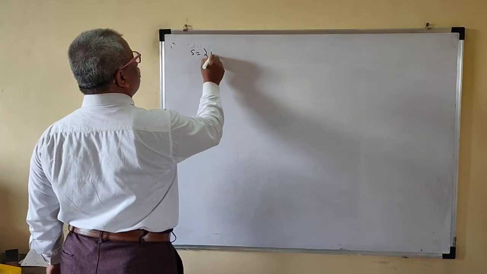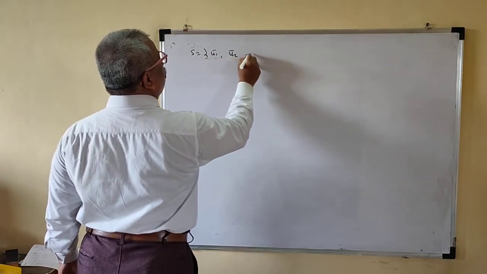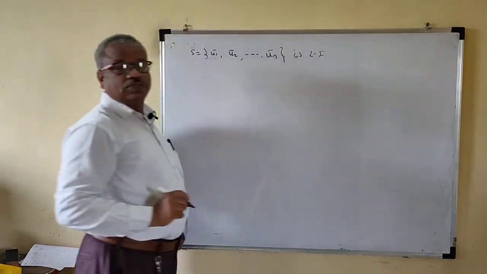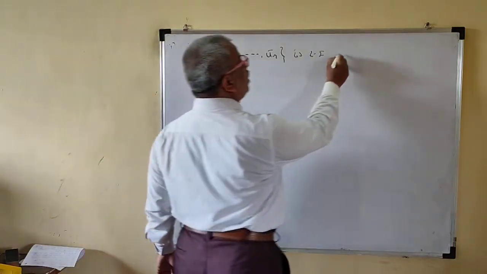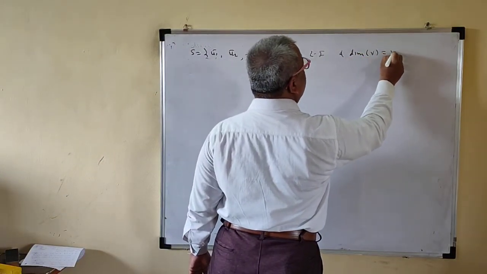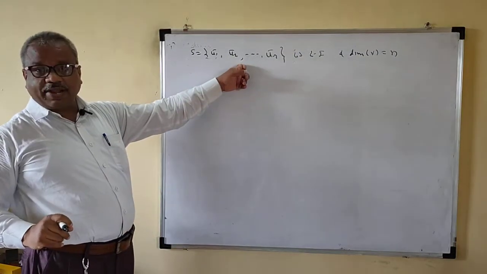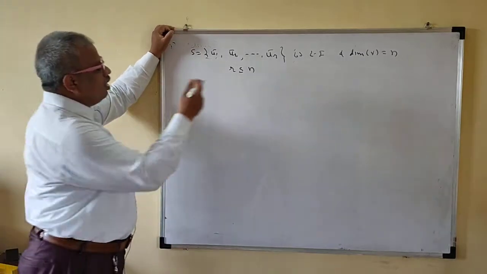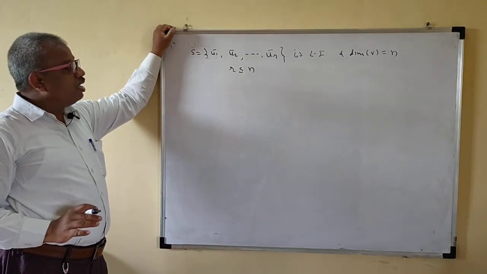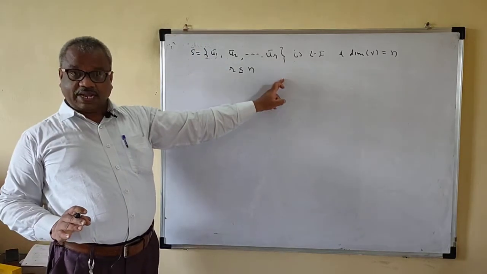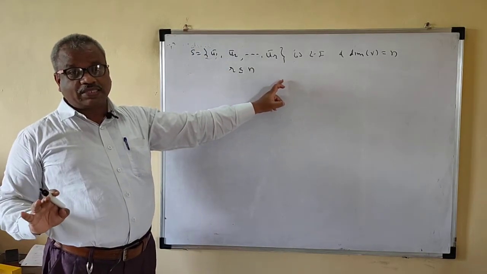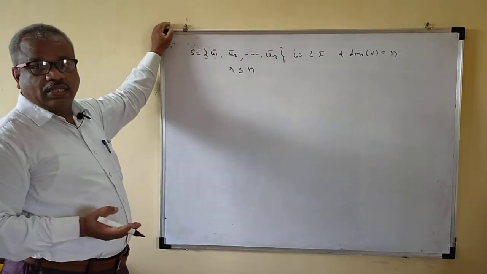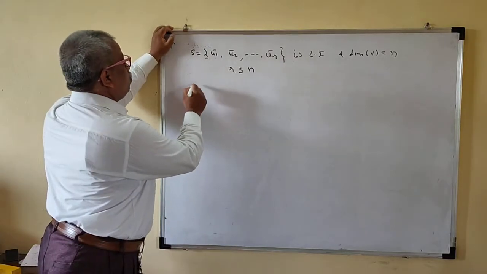Suppose S is {u1, u2, ..., ur}, and it is linearly independent, and the dimension of V is equal to n. Now this is linearly independent, so R is less than n. Then this linearly independent set is not a basis, because we are not given that it spans V. So what does that mean?